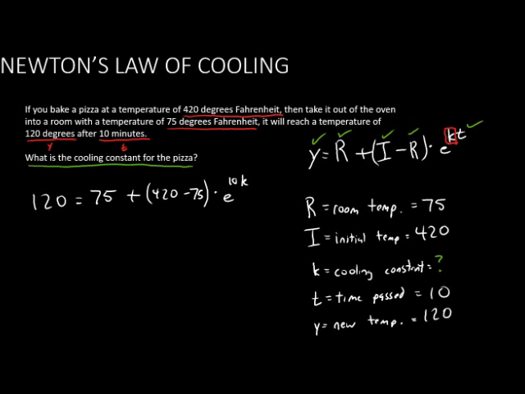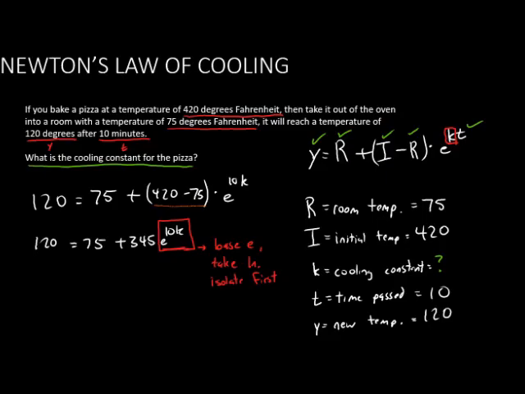Now we will subtract 420 minus 75 to simplify. If we do so, we will get 345. Our equation is now 120 equals 75 plus 345 e to the 10k. Our goal now is to isolate this exponential and eventually take a natural log of this. The reason why we would use natural log here is because the base is e. However, we can't take it yet. We have to isolate it first.